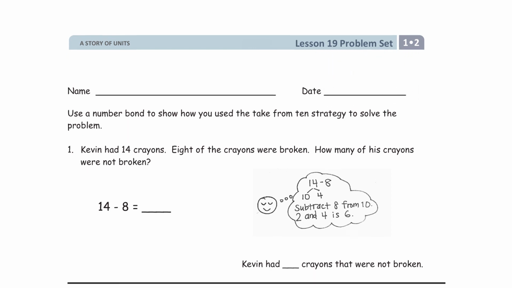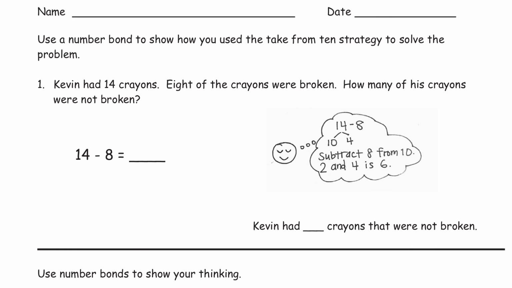And the first problem will look similar to this. Well, will look exactly like this, actually, where you have this little smiley face here, that little thought bubble thinking things. So let's take a look together at number 1. Well, first let's look at the directions, right? So it says use a number bond to show how you use the take from 10 strategy to solve the problem. Okay, so we know what they're wanting us to do. We don't even have a choice. We're doing the make 10 strategy with that mini number bond.